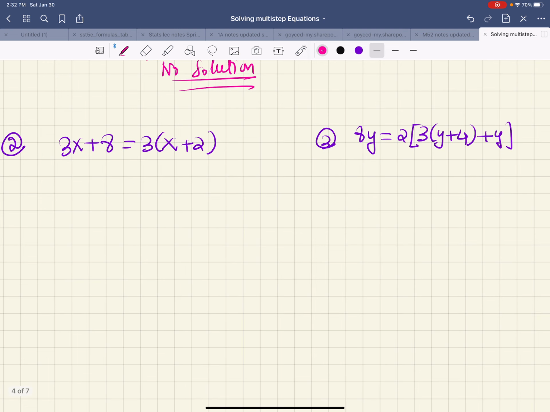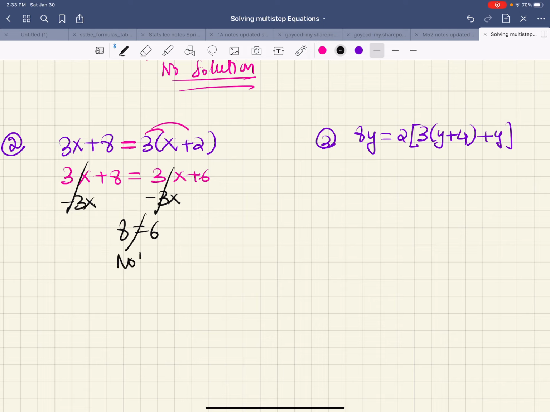Let's look at example number 2: 3x plus 8 equals 3 times the quantity x plus 2. No like terms to combine on the left-hand side, but on the right-hand side I have the distributive property. So 3x plus 8 equals 3x plus 6, since 3 times x is 3x and 3 times 2 is 6. Now my goal is to bring the variables to one side, so I'm going to subtract 3x from both sides. As we can see, the variables are gone. All we are left with is 8 equals 6, which is not true. That means there is no solution for this equation. There's no number that you can plug in for the variable that would make the left and right hand side equal to each other.